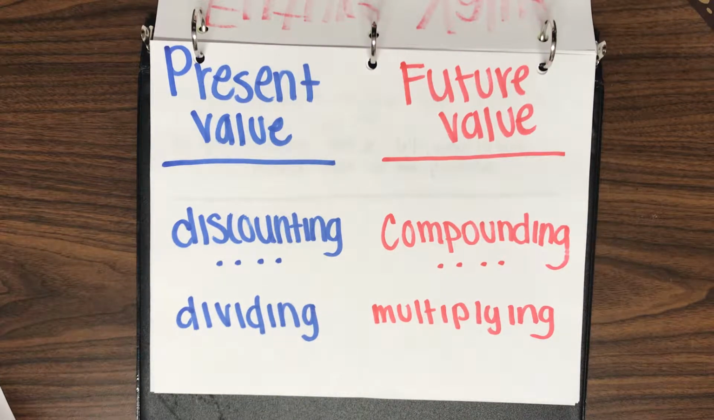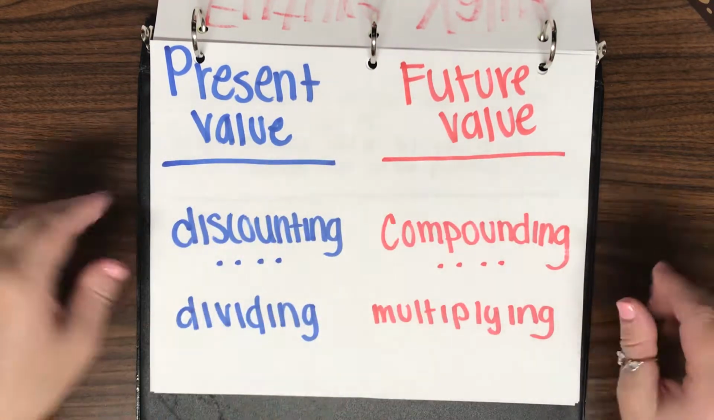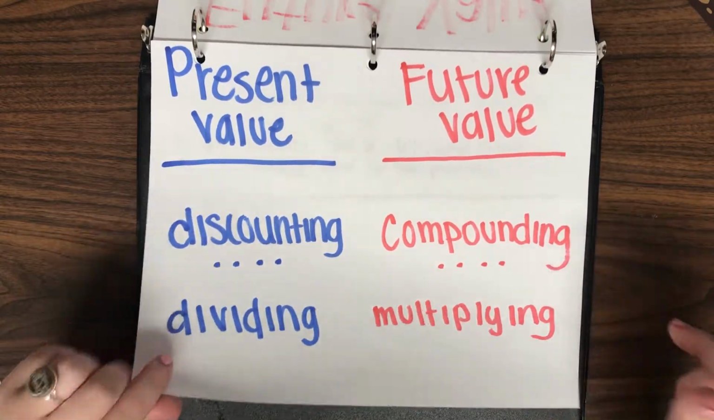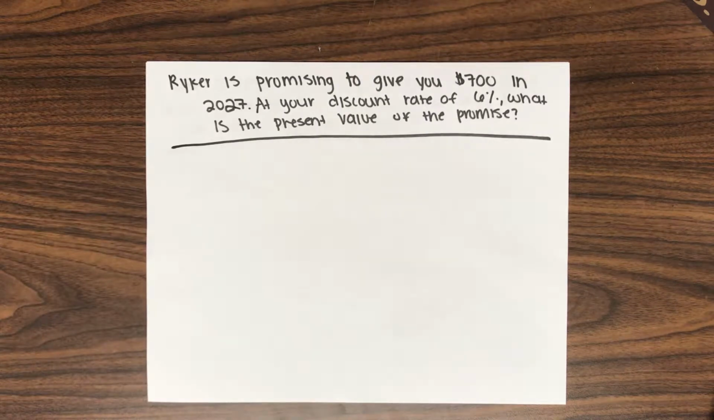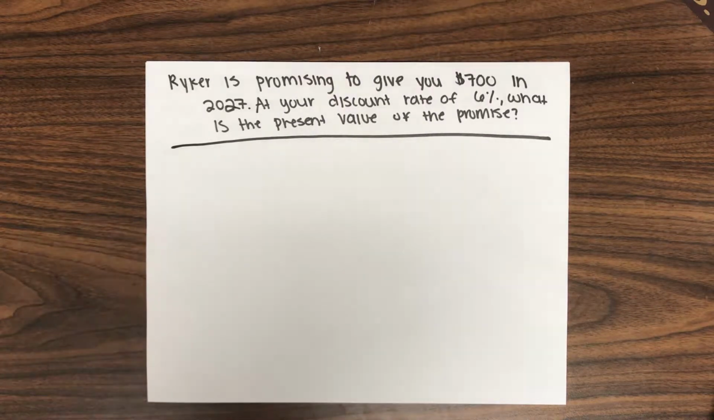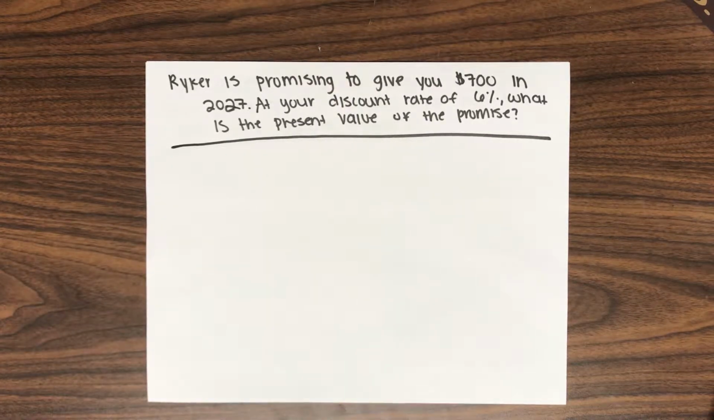An important thing in economics is that you practice. So let's put our theoretical understanding of present value and future value into practice. Riker is promising to give you $700 in 2027. At your discount rate of 6%, what is the present value of the promise?